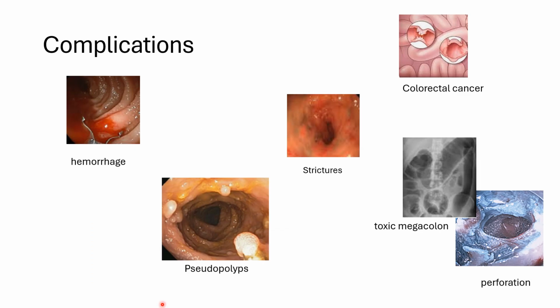So the complications that we see in ulcerative colitis, definitely the patient has hemorrhage. The hemorrhage is mainly seen at the end of the colon towards the rectum, because the disease starts from the rectum. Another thing that is very common we see in patients with ulcerative colitis is pseudopolyps.